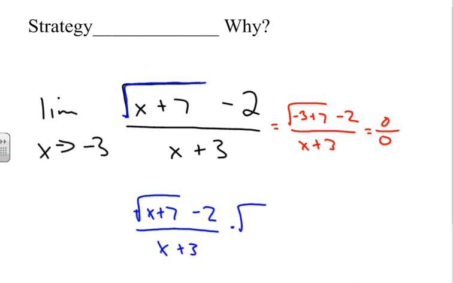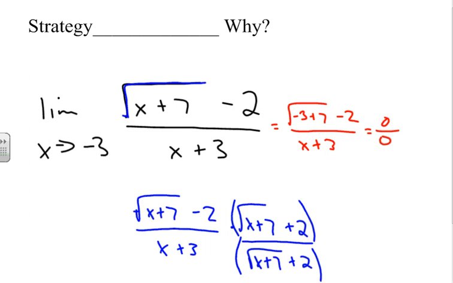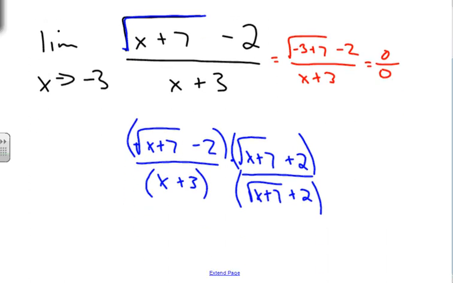So we're going to have the square root of x plus 7 plus 2. And we have to multiply this by 1, because we can't just multiply it by that by itself, since that would be illegal and improper to do. Once we have that, our goal now is to eliminate probably this x plus 3, because that's what gives us our 0.